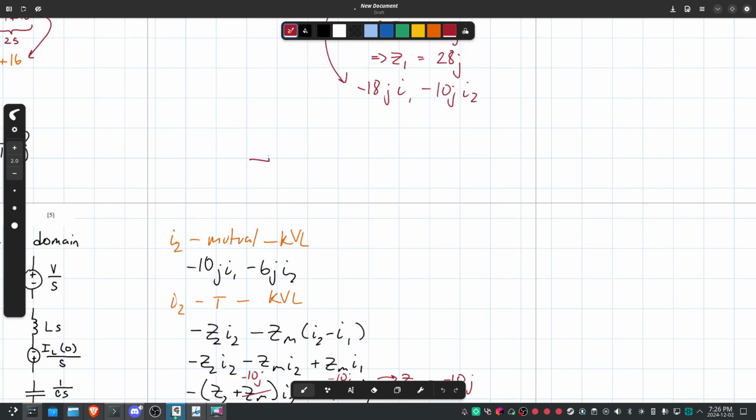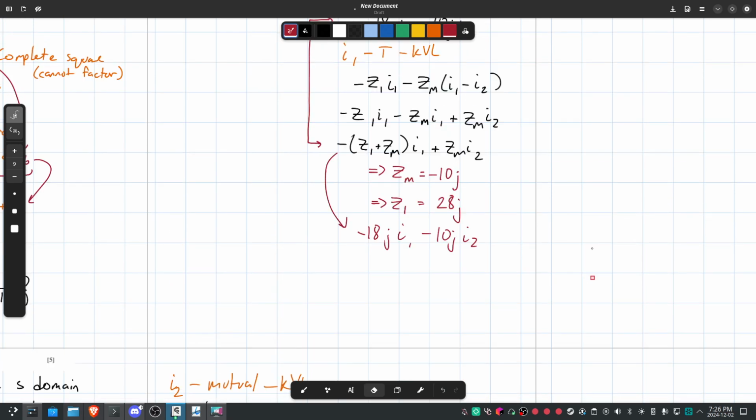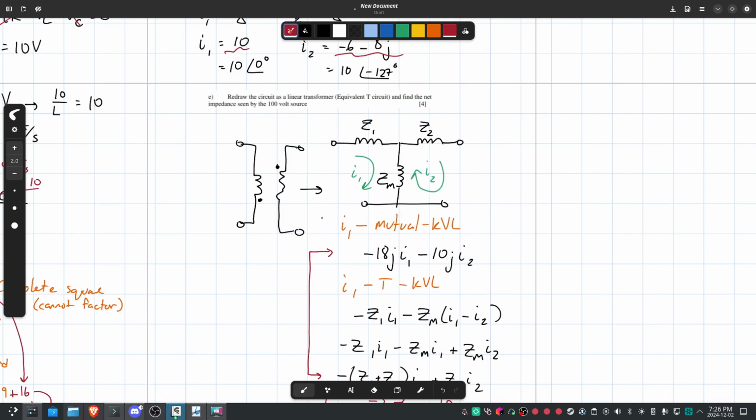It's sort of like drawing an inductor with 5 farads. I guess you could treat it as a capacitor, but it should be a capacitor. You shouldn't be drawing an inductor. Anyway, let's go over E.